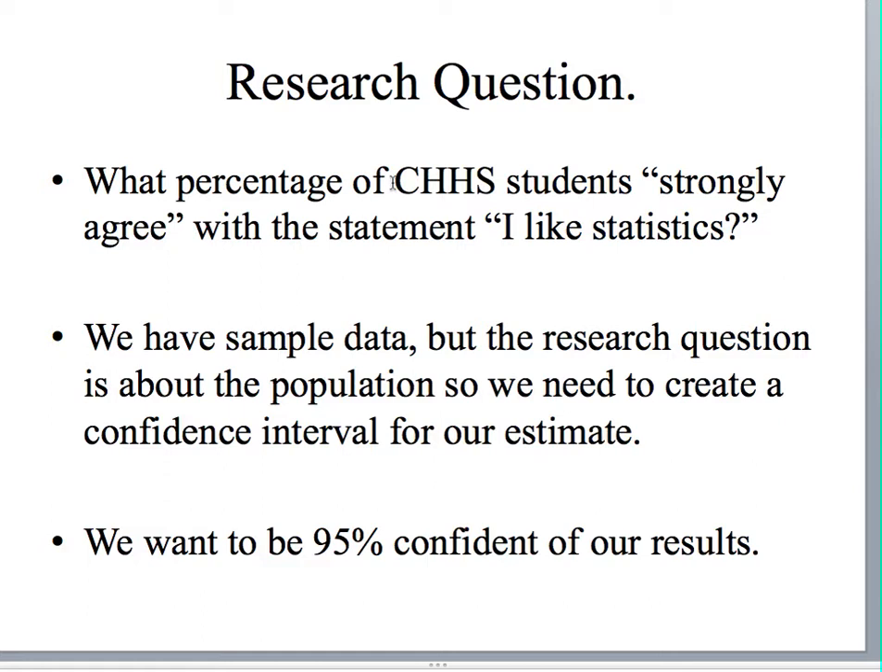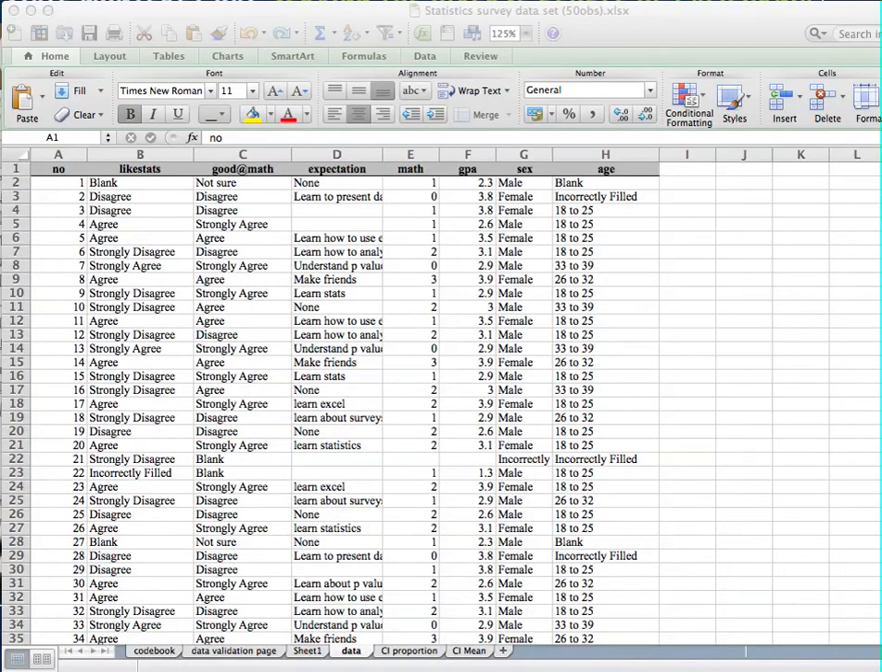We have sample data, right? We took a survey of 50 students out of 200 plus that we have in CHHS. We have that sample data, but the research question is about the population. So we have the sample data, but we're going to create a confidence interval for our estimate so that we can talk about the population of CHHS students. And suppose that we want to be 95% confident in our results.